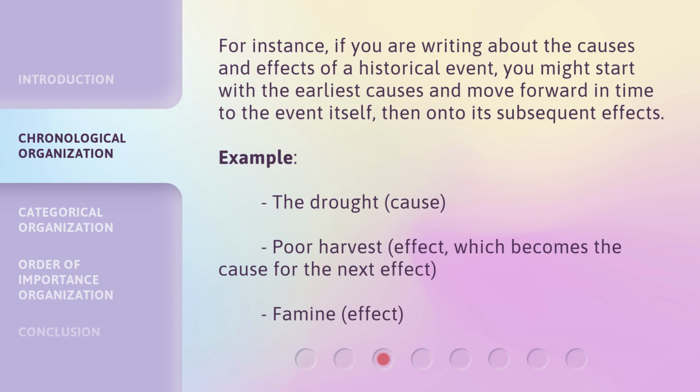For instance, if you are writing about the causes and effects of a historical event, you might start with the earliest causes and move forward in time to the event itself, then onto its subsequent effects. Example: the drought, cause; poor harvest, effect, which becomes the cause for the next effect; famine, effect.